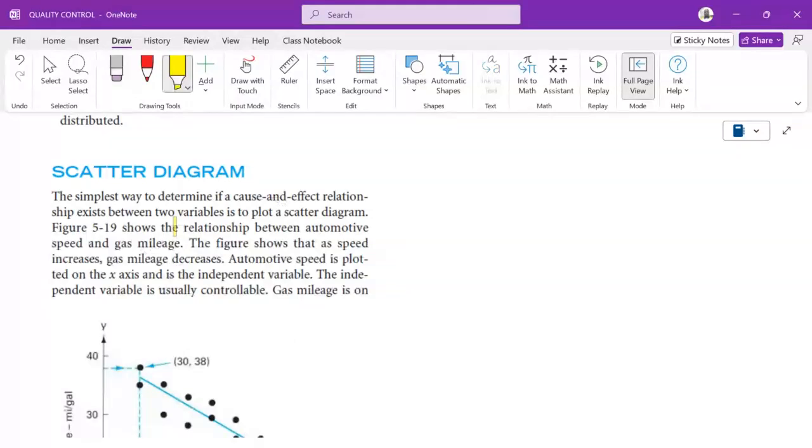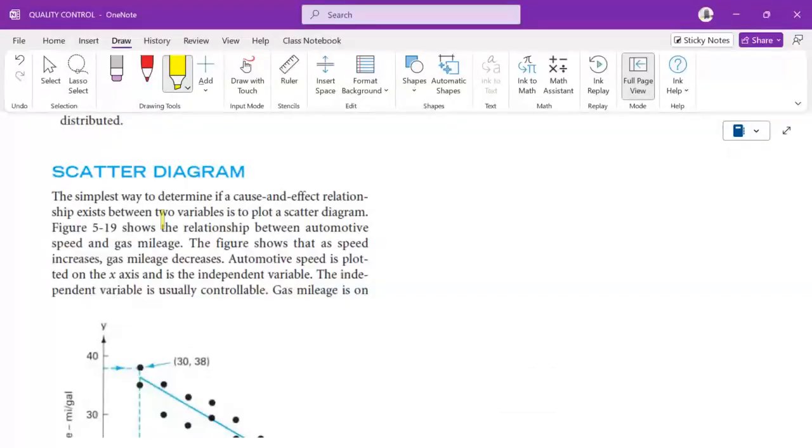The simplest way to determine if a cause and effect relationship exists between two variables is to plot a scatter diagram. Cause and effect: you do this and then that happens. Understand? The relationship between automotive speed and gas mileage: the more you accelerate, the more your consumption goes up. The figure shows that as the speed increases, gas mileage decreases. So when they say gas mileage, it means the distance of your tank reduces.